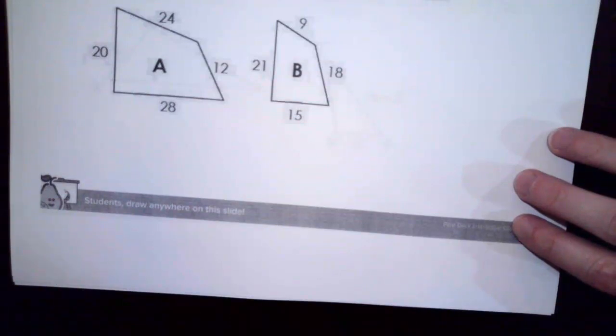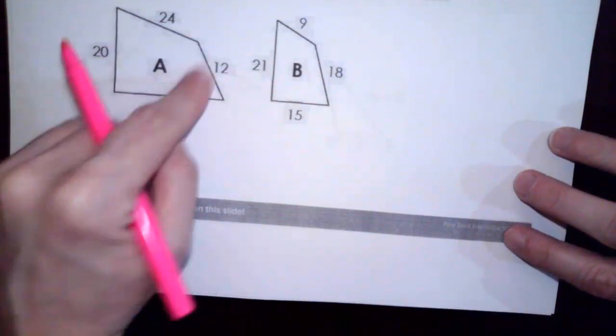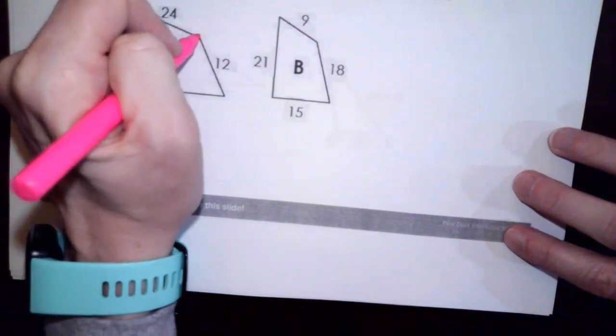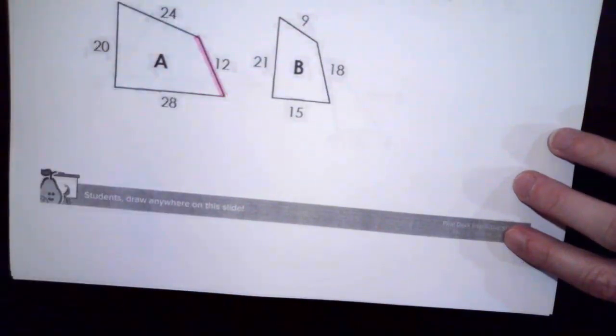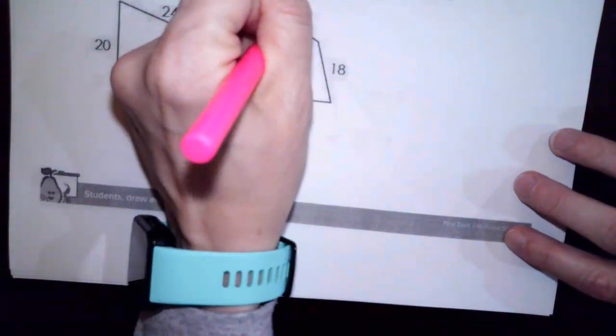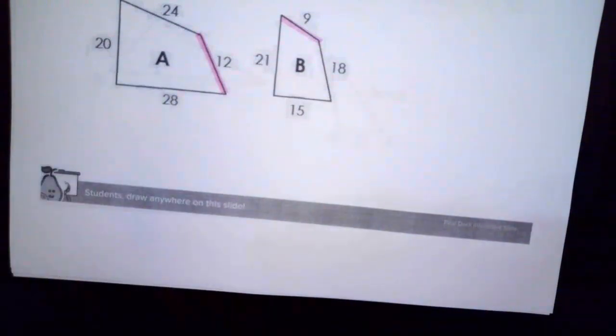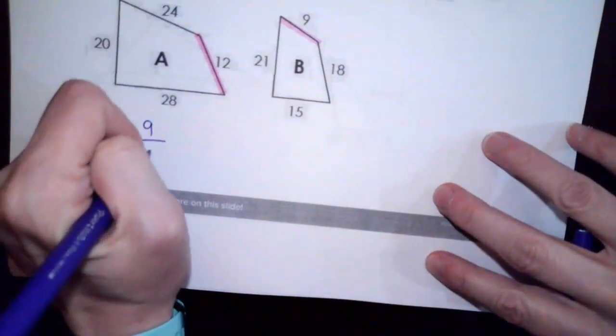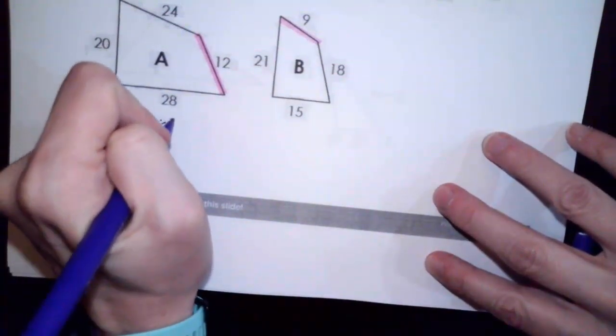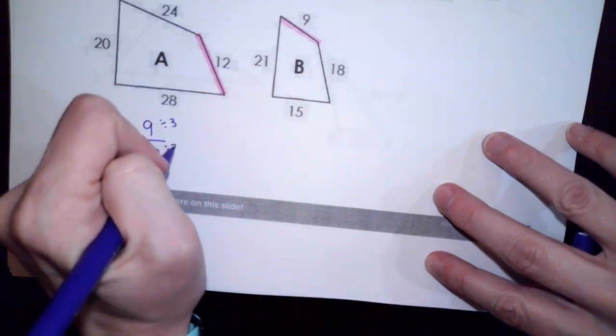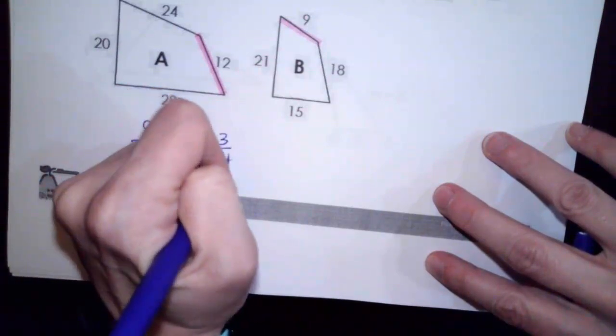So what I did when I looked at this the first time, I was like, what's my smallest side here? Isn't my smallest side here 12? And that has to correspond with my smallest side here, which is 9. See how they're not facing the same direction, so we have to be careful. And they want B to A, so that makes it 9 to 12. But if I divide both top and bottom by 3, wouldn't that give me 3 to 4?